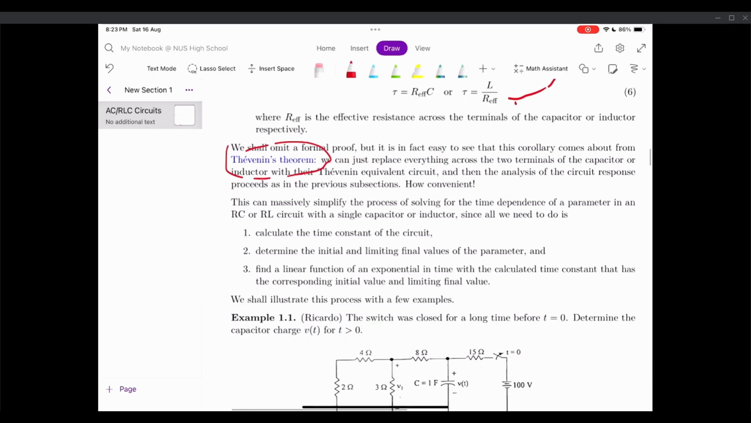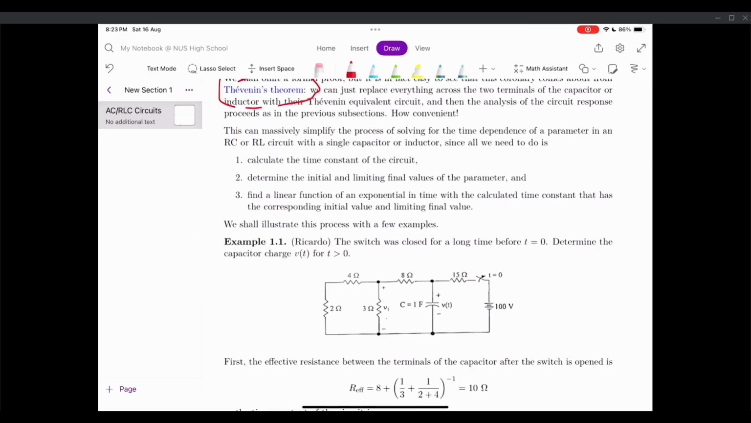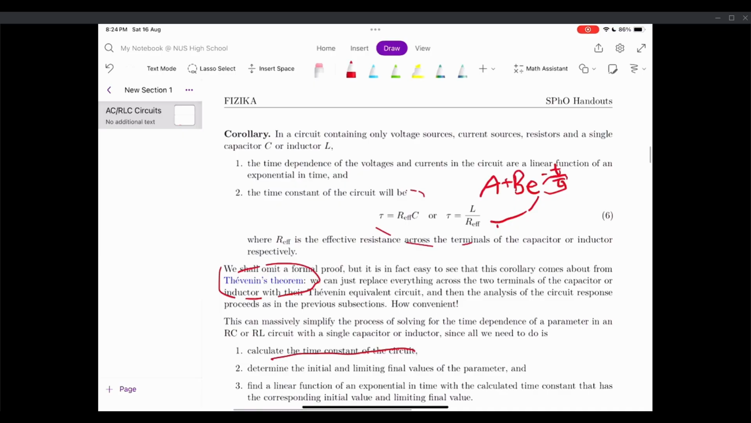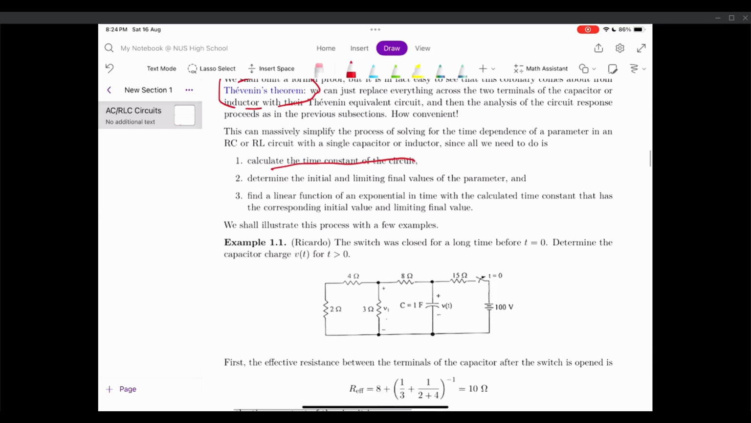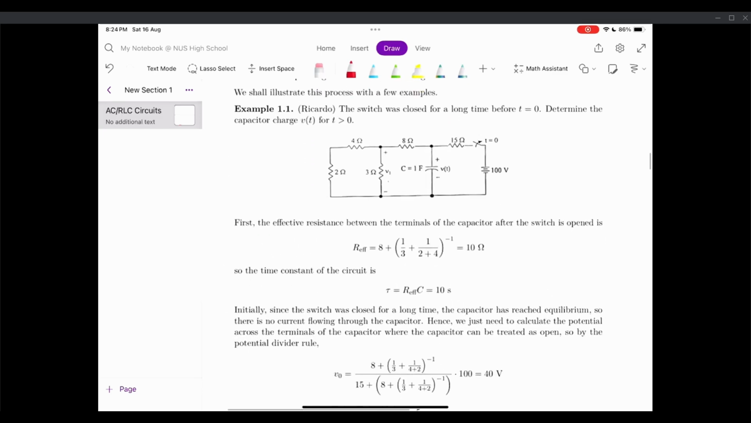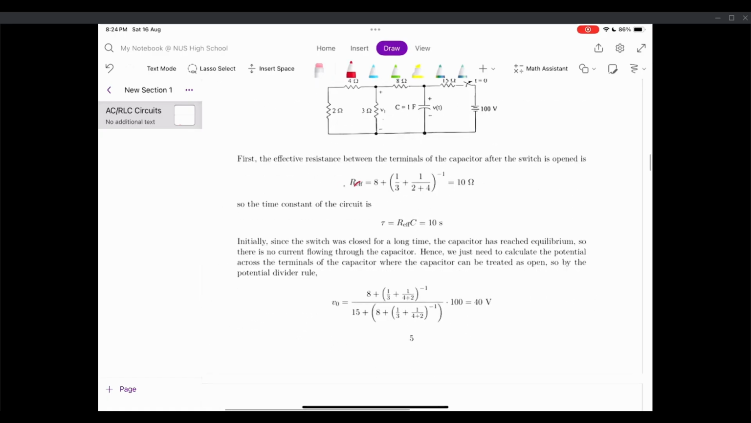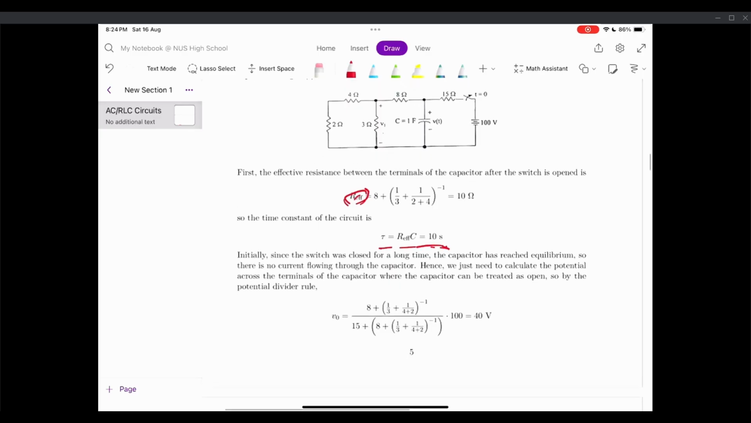So this gives us a really easy way to solve for time dependence of parameters. The process is: you calculate the time constant, which is just one of these, then you determine the initial and limiting final values, and then you fit a linear function of the exponential in time. I won't go through this example, but you can read it for yourself. You find the time constant by finding R effective, which is 10 seconds in this case, and then you find the initial and final values.